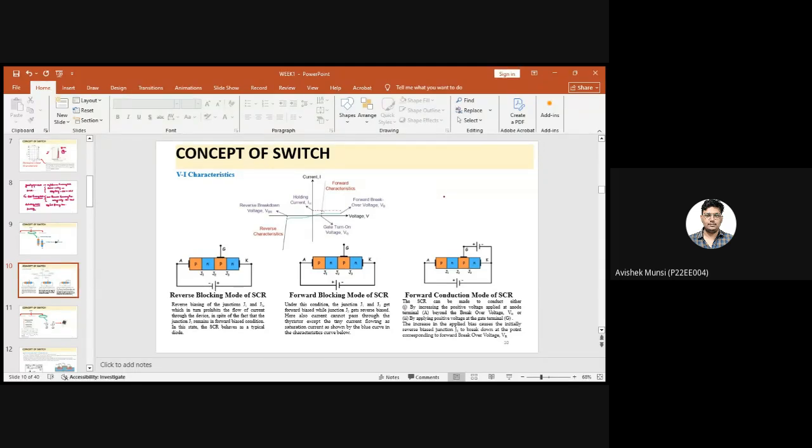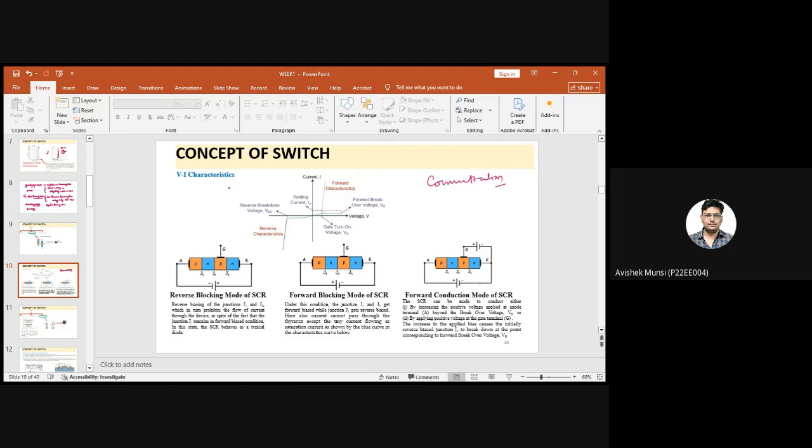I hope you'll cover that; these are not in this syllabus. But you can turn off an SCR by some methods, commutation techniques like dv/dt triggering and natural commutation and all. Okay. So in SCR there are three modes. One is reverse blocking mode, one is forward blocking mode, another one is forward conduction mode.